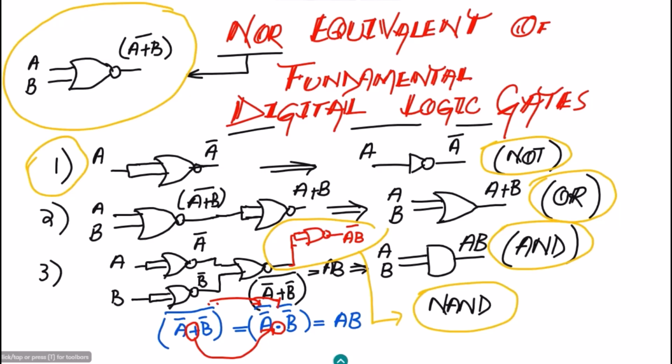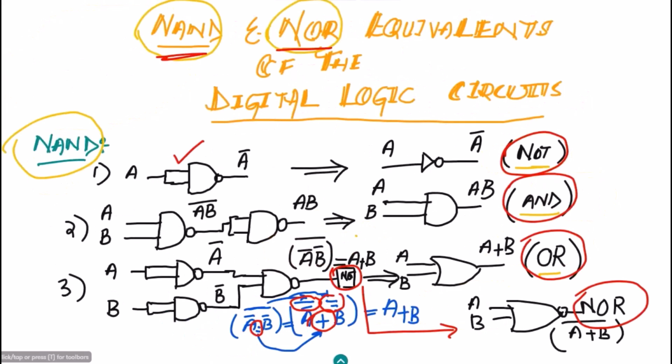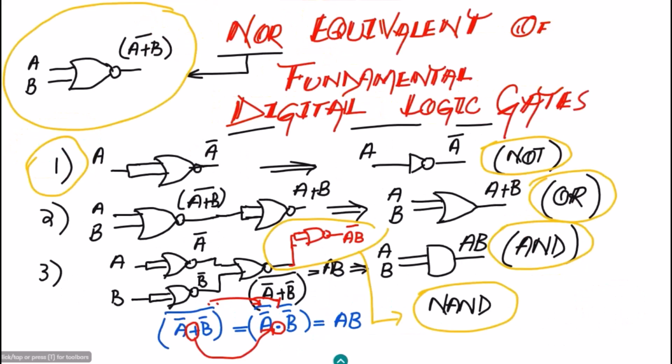That's it for today. Previously we have seen the equivalents of the basic or fundamental logic gates, and we have developed all of them by using the NAND gate because of the universality of the NAND gate. Similarly, in today's lecture we have talked about the universal property of the NOR gate, that I can create any circuit or any logic gate by using the NOR gate.